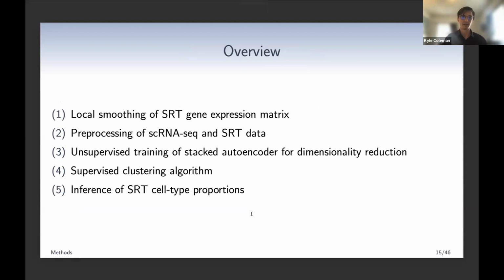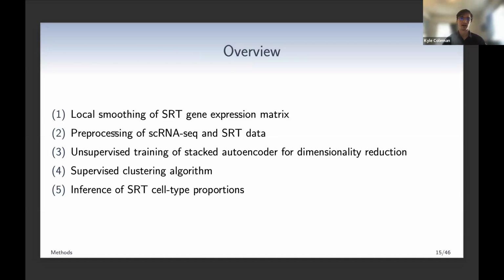All right, next I'm going to provide a brief overview of the SpaDecon algorithm before I go into the details of each of these steps. The first step is the step in which we're incorporating the spot spatial locations and histology image, in order to perform a local smoothing of the SRT gene expression matrix. The second step is pre-processing of scRNA-seq and SRT gene expression data using standard pre-processing steps. And the third and fourth parts are the actual deep learning component of SpaDecon, which comprise the semi-supervised framework.